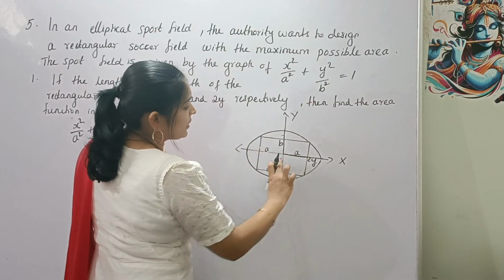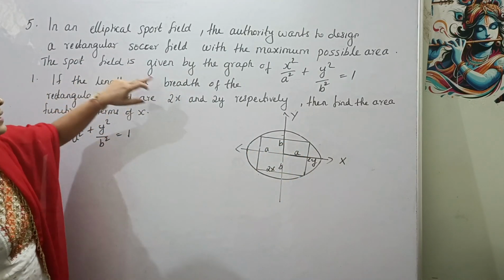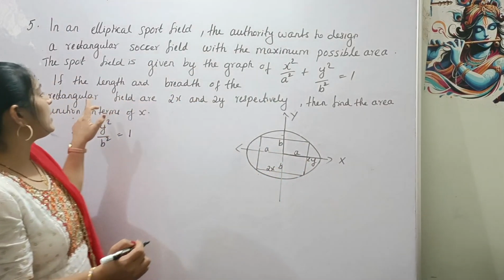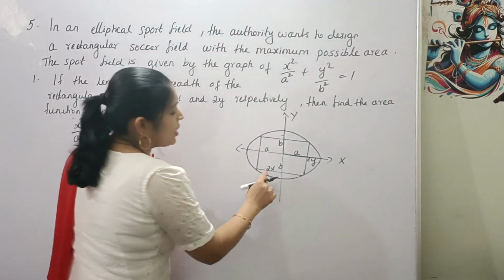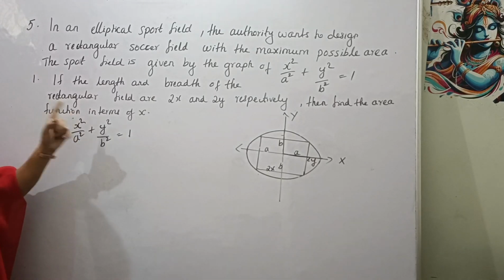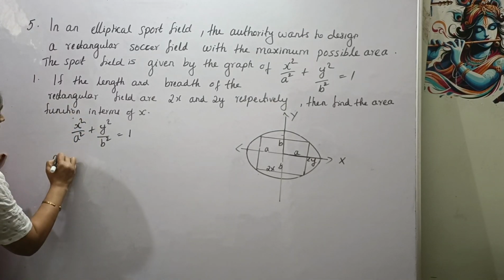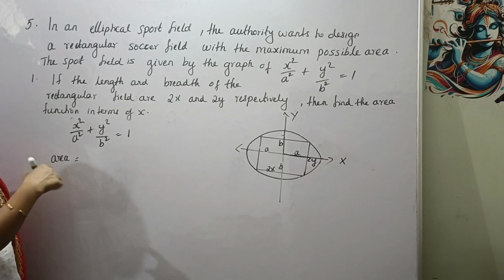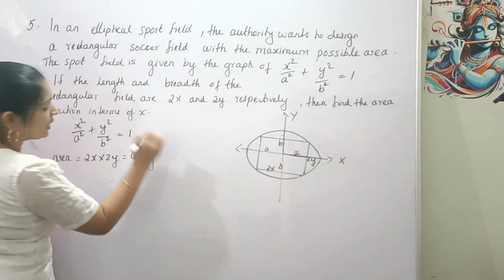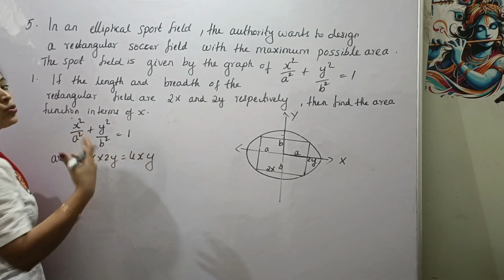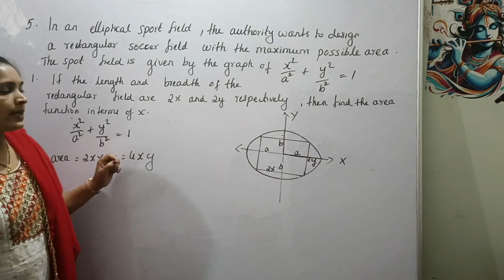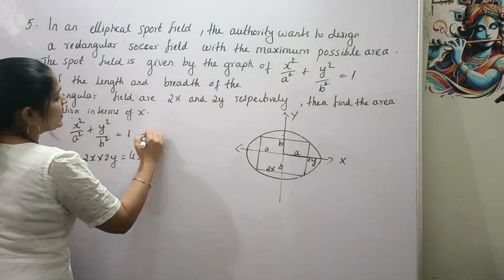So this length is a, it is b, and it is given that the length and breadth of the rectangular field are 2x and 2y. So it is 2x and it is 2y. Okay, we have to find the area in terms of x. And we know that the area of the rectangular field is length into breadth, that is 2x into 2y, that is equal to 4xy, right? Now here we have to convert this y to x because we have to write the area function in terms of x, right? So from this we will get y.